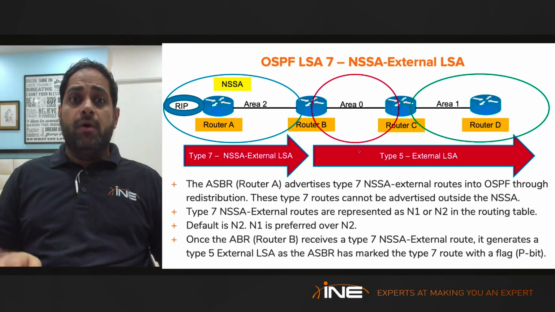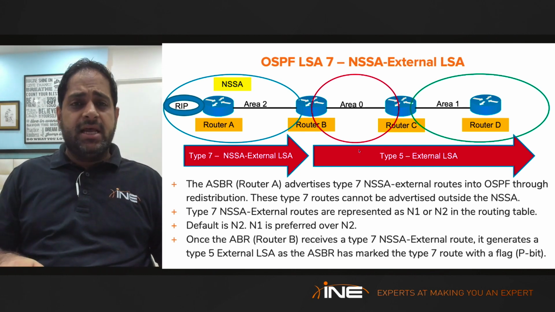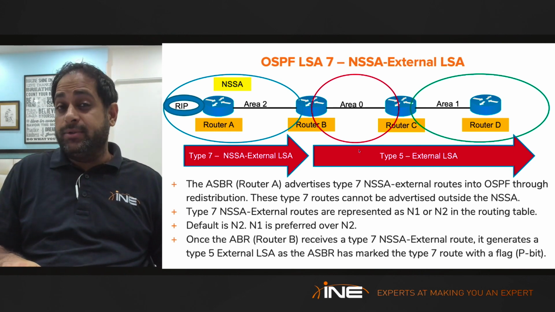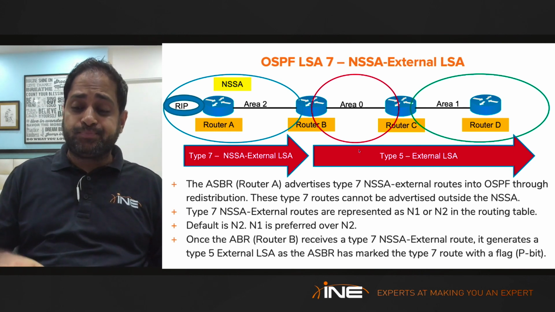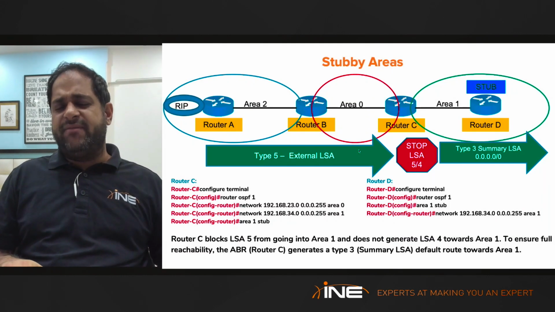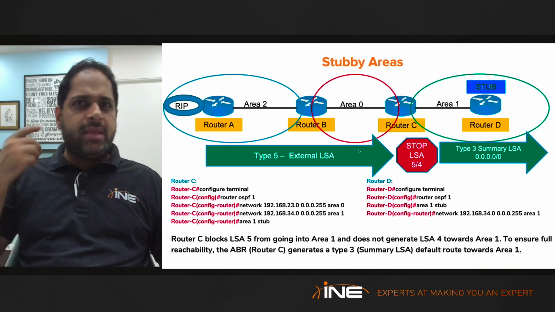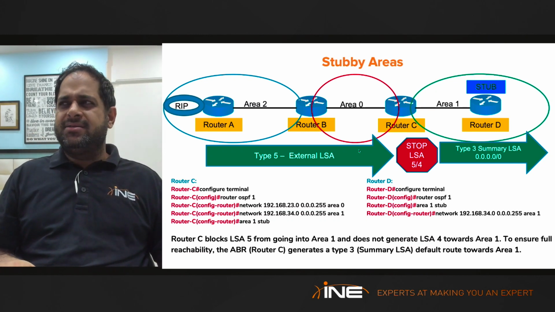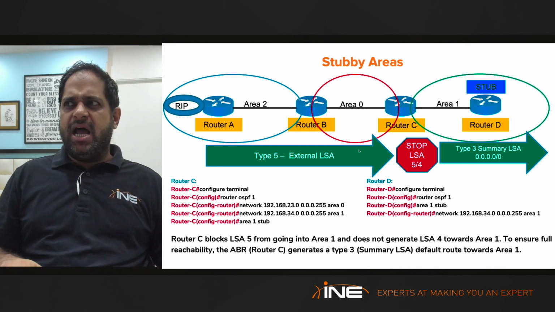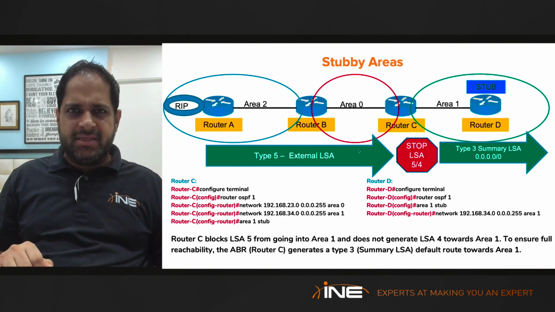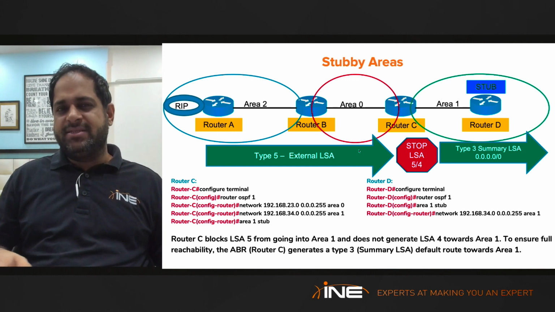So now that we know about the LSAs, let's go and look at the stubby area, totally stubby area, not so stubby area, and also totally not so stubby area. The first thing that we will look at is stubby areas. Now the first thing that comes to our mind is, everything is working fine. I have multi-area configured. Why do I need to configure stubby areas? What's the need for configuring stubby areas?